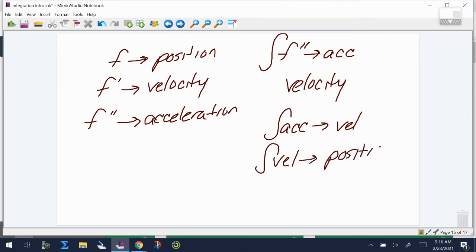So derivatives took us forward. Start with position, derive for velocity, derive for acceleration. But integration will take us in reverse. Start with acceleration and integrate, I get velocity. Integrate again, I get position.